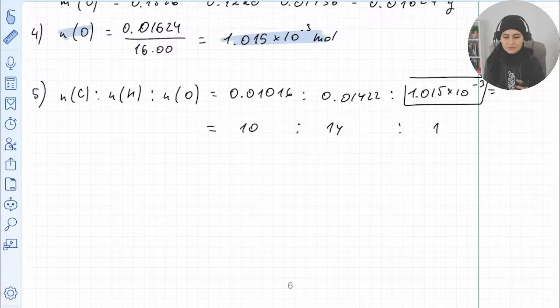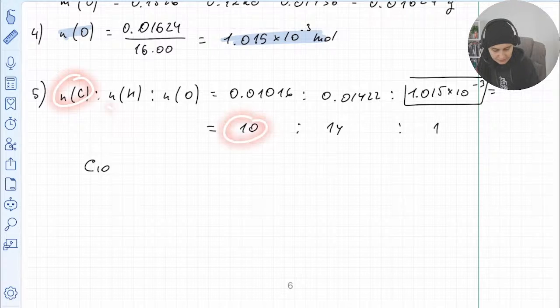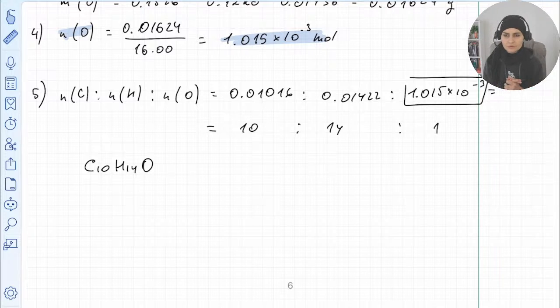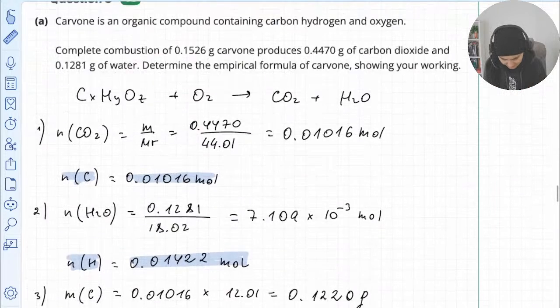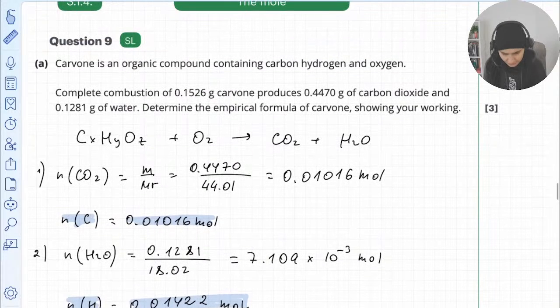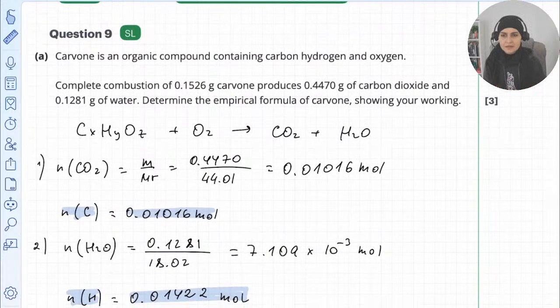So we got whole numbers. We don't have to do anything else. And so it means that our empirical formula would be C10, because the first one was carbon. The next one is hydrogen, H14, O1, so just O. And that's it. Do we need anything else? Determine the empirical formula showing your working. Okay, that's it. Nothing else.